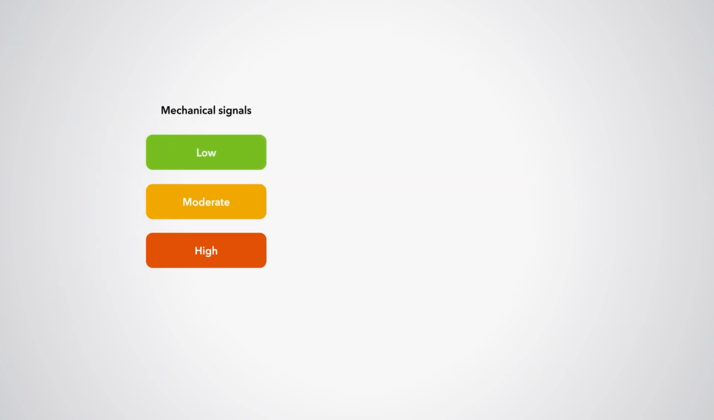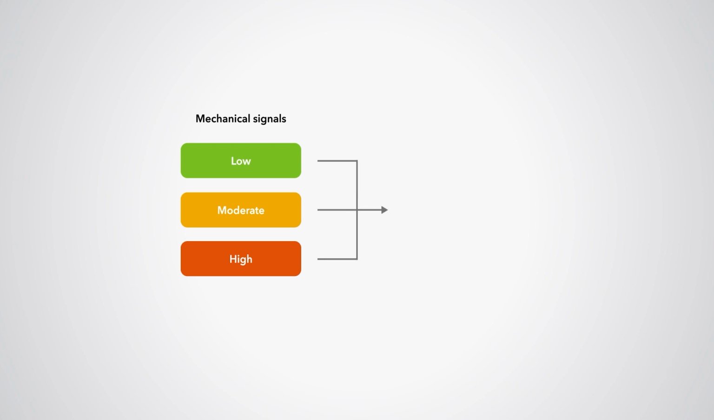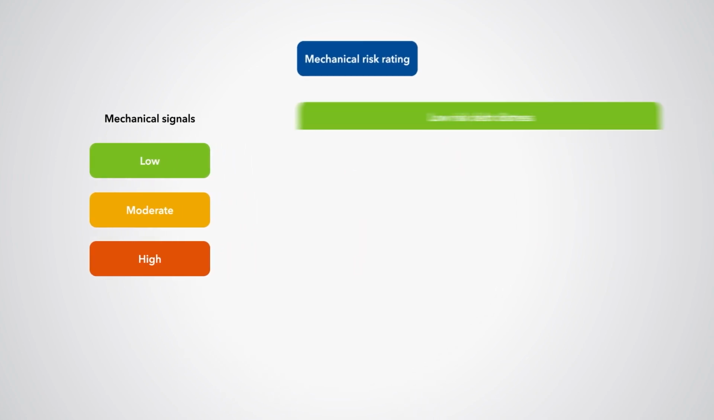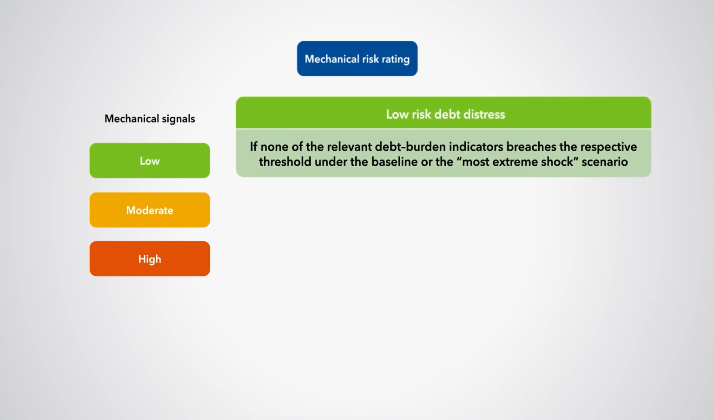The signals from all relevant debt burden indicators are combined to produce the mechanical risk rating. There are three main categories for the risk of debt distress. First, low risk of debt distress if none of the relevant debt burden indicators breaches the respective threshold, neither in the baseline nor in the most extreme shock scenario.